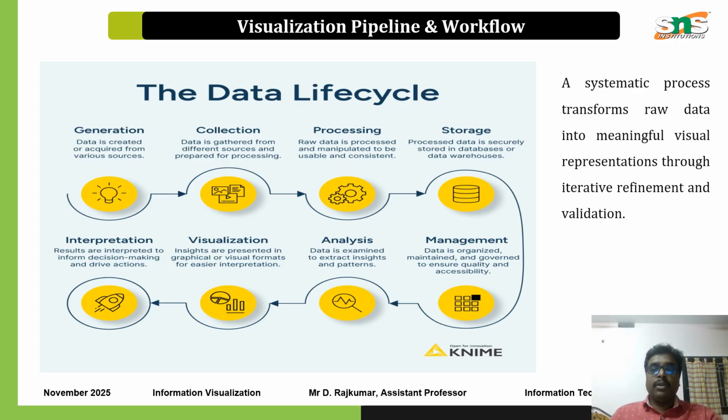Next one is the systematic process that transforms. This is the definition for visualization. With the visualization pipeline, we will be using generation, then collection of data, processing of data, storage in a data lake or data warehouse, then managing those data to ensure quality and accessibility. Then we take it into analysis. After analysis, we go for the visualization process. After visualization comes decision making, where the visualizations rendering images or presentations will be discussed and interpreted for making decisions.